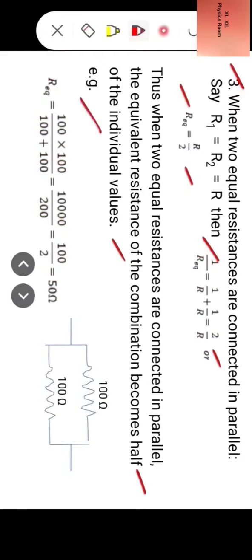For example, consider two resistances of 100 ohm and 100 ohm connected in parallel. Then their equivalent resistance will be 50 ohm. Directly you can write 50 ohm, and if you are asked to calculate and then write the value, you calculate 100 into 100 divided by 100 plus 100, which is equal to 10,000 by 200, or 100 by 2, or 50 ohm. So directly you can compute that when two equal resistors are connected in parallel, their equivalent resistance will be half.